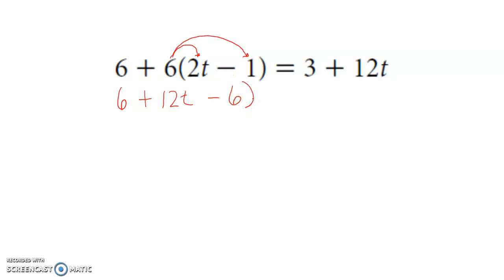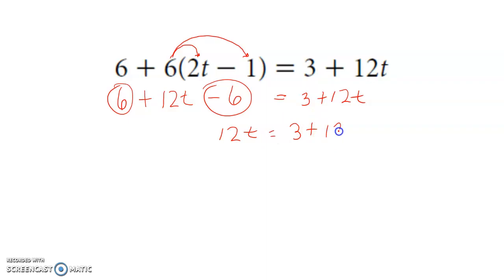I'm going to get 6 plus 6 times 2t is 12t minus 6. Oops, I really don't need those parentheses anymore. Equals 3 plus 12t. Okay, so now I'm going to combine my like terms. So 6 minus 6 is 0. That gives me 12t equals 3 plus 12t. Now I'm going to solve this two-step equation, but before I can do that, I've got to get my t's all on one side. So I'm going to subtract 12t here, and look what happens when I subtract 12t here. I get 0t equals 3.